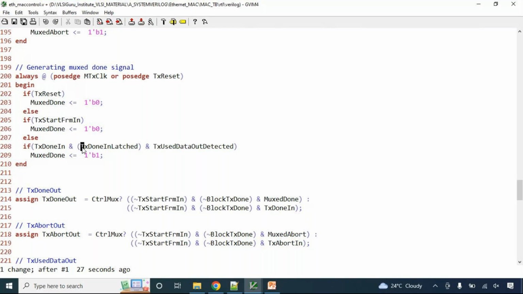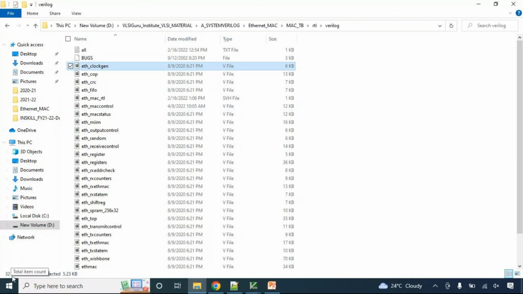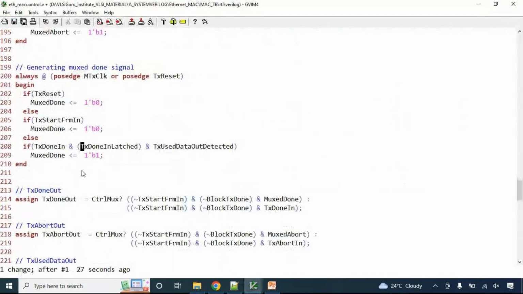It's not straightforward. If I close this file now, if I show you this many files, how many Verilog files are there? 32 files are there. Around, remove these things, 30 items are there. In those 30 files, where is the mistake? Why is it failing? The role of a verification engineer is to catch that and inform the design team that you have made a mistake here. See, transaction done in latched should be inversely used here. So he will point it out.